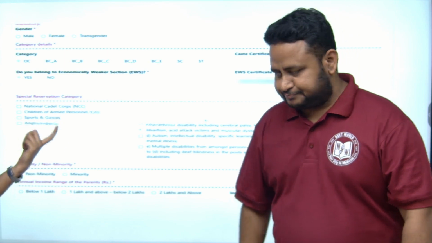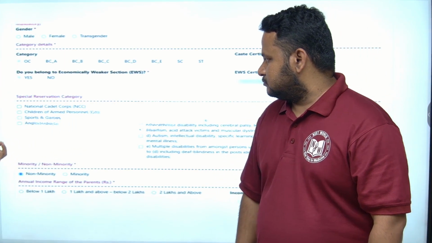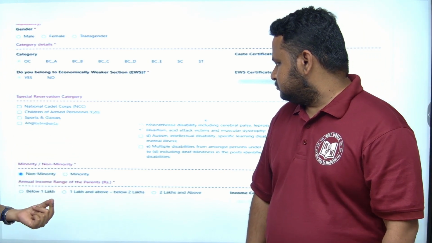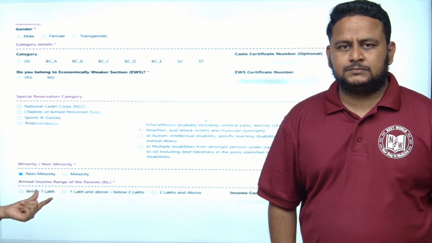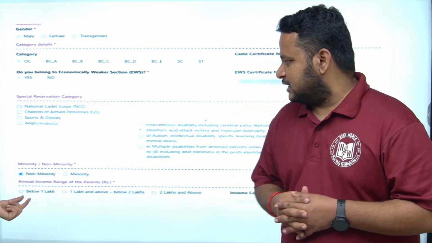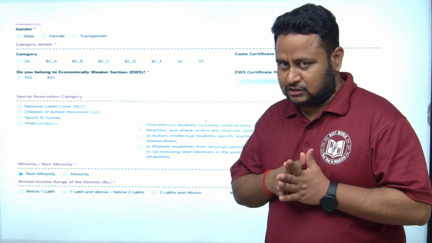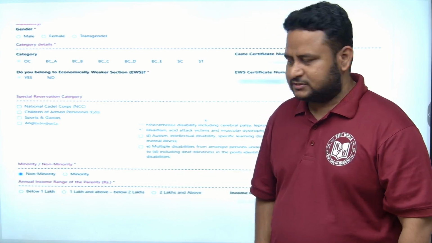And then, if you have any special reservation category like NSS or CAP or sports, you can choose it. Then minority and non-minority also you have to choose based on the state's criteria. State minority. You should know whether you are a minority in Telangana or not. You have to get to know. If you know already, then fine. Otherwise, ask your parents.